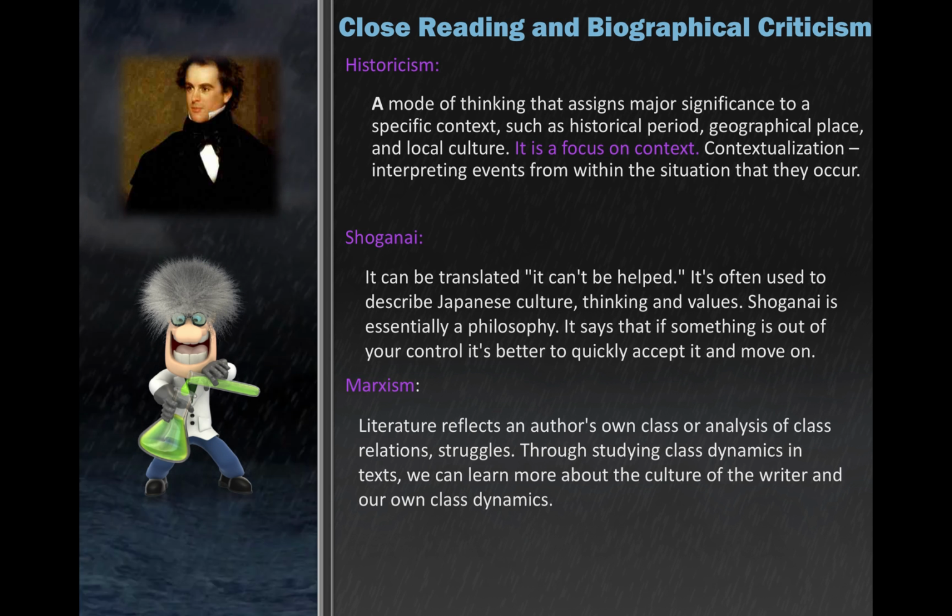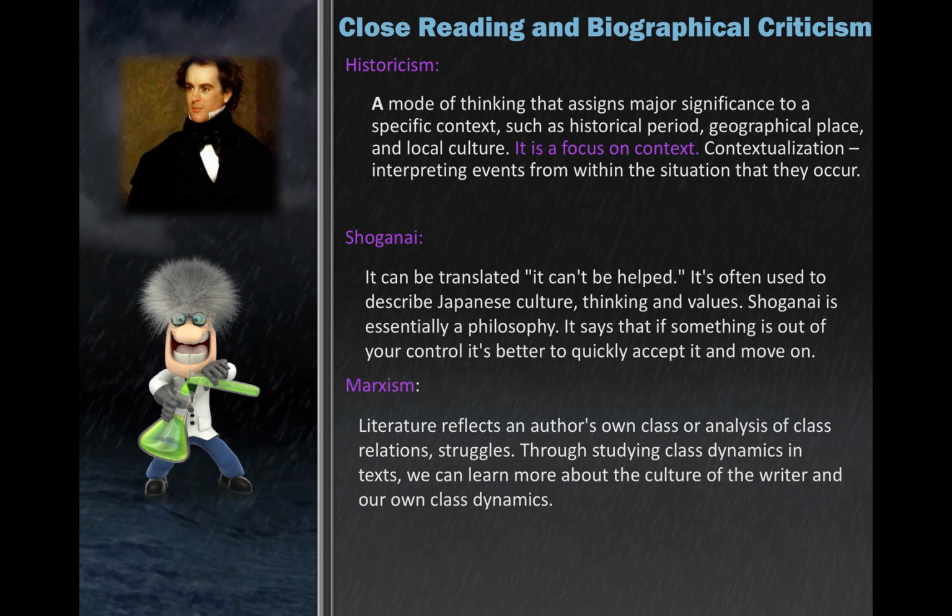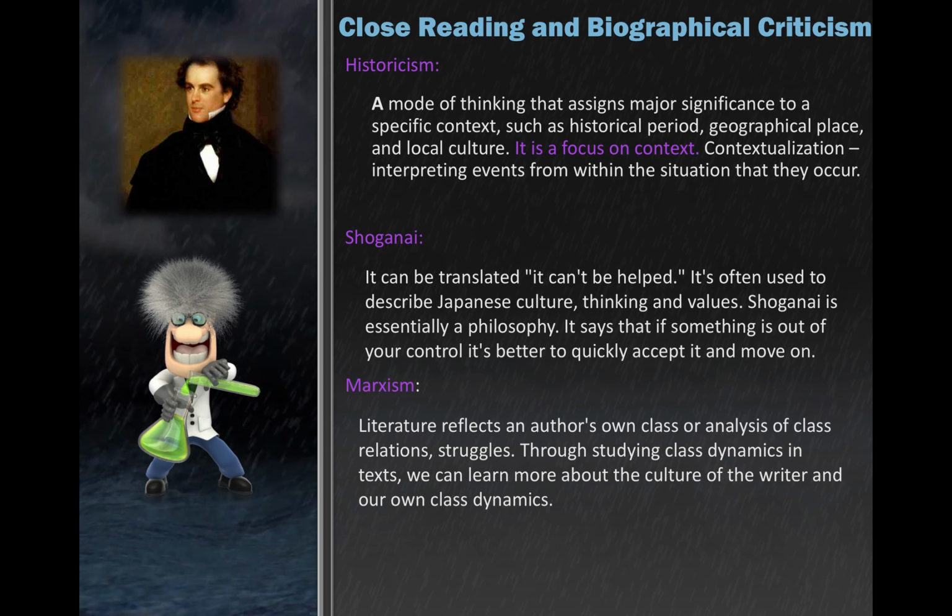We're going to look at a literary theory lens called Marxism. Literature reflects an author's own class, so social class, like working class, middle class, wealthy, or analysis of class relations and struggles, how different classes interact with one another. How would a text be different if the lead character was wealthy versus poor, and similar. We can learn more about the culture of the writer and our own class dynamics or literature itself through using a Marxist lens.